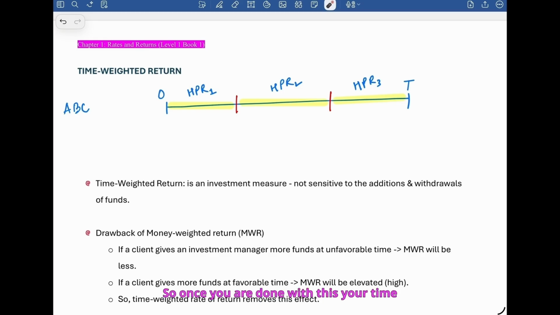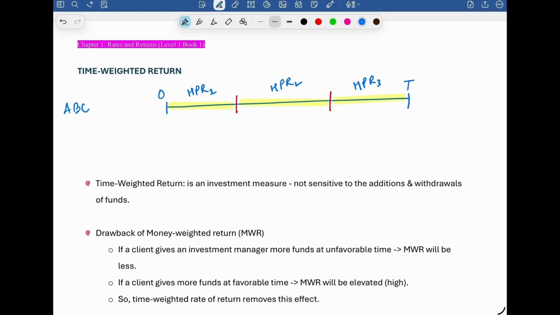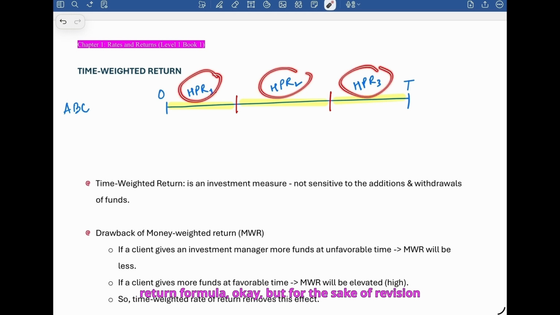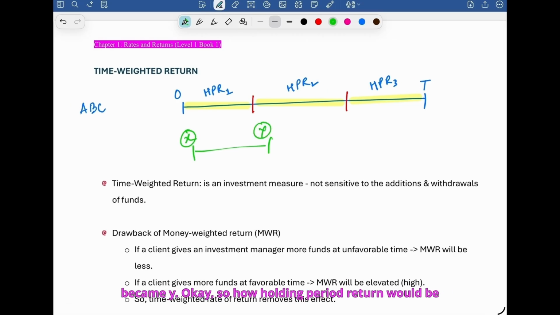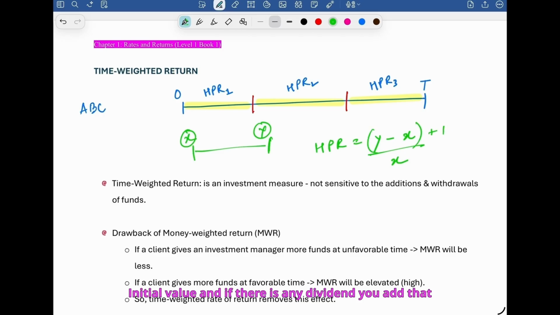Once you are done with this, your time weighted return is almost all done. Let me revise. I've already taught this holding period return formula, but for the sake of revision, let me remind you how we calculate holding period return from this period to this period. It could be any share. The value was X initially, it became Y. So the holding period return would be Y, that is the end value, minus the initial value, divided by the initial value. And if there is any dividend, you add that dividend. This is the formula for a simple holding period return.